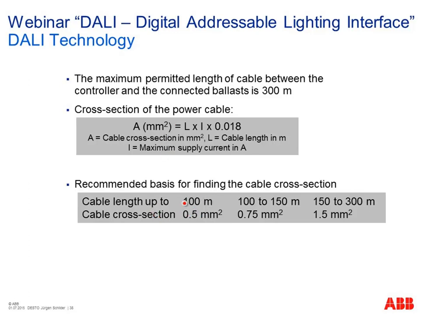When you have your cable up to 100 meters, it's enough to have 0.5 square millimeters, or between 100 to 150 meters to have 0.75, or up to 300 meters you can use cable with 1.5 square millimeters. Or the best thing is to always use this type of standard installation cable, and then you have nothing to fear about the diameter or cross section of your cable.